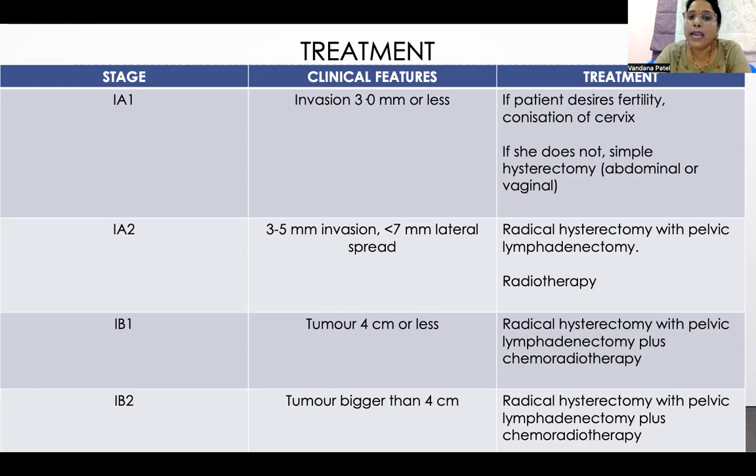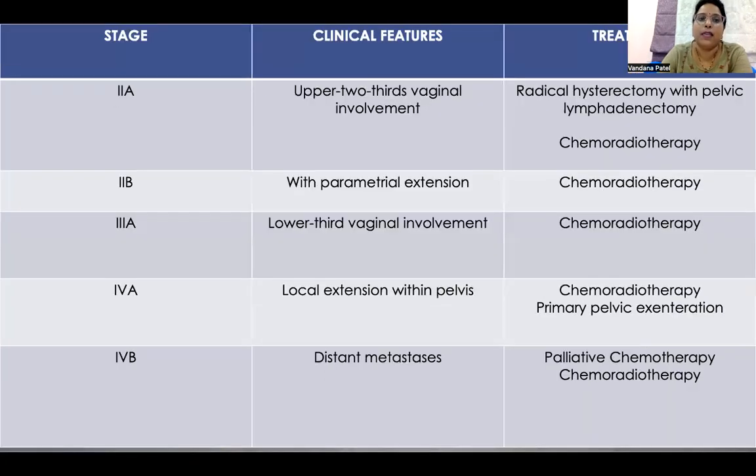In stage 1A2, where the depth has now increased and is between 3 to 5 millimeter, radical hysterectomy is the choice of treatment with pelvic lymphadenectomy. Along with this, radiotherapy is done. In stage 1B1, the tumor is in centimeters, 4 centimeters or less than 4 centimeters. So again, radical hysterectomy with pelvic lymphadenectomy along with chemoradiotherapy. In stage 1B2, the tumor has increased to more than 4 centimeters. So again, radical hysterectomy along with chemoradiotherapy.